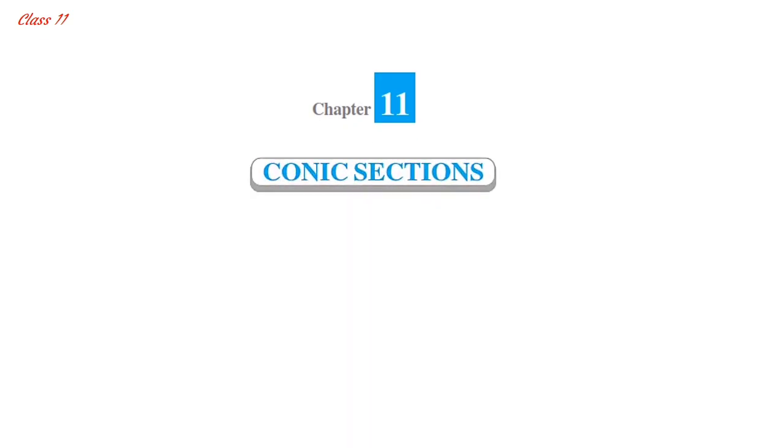Dear students, welcome back to a new mathematics session. In today's session, we shall discuss a new chapter, that is chapter number 11 from the NCERT textbook, Conic Sections. Let's begin the topic.